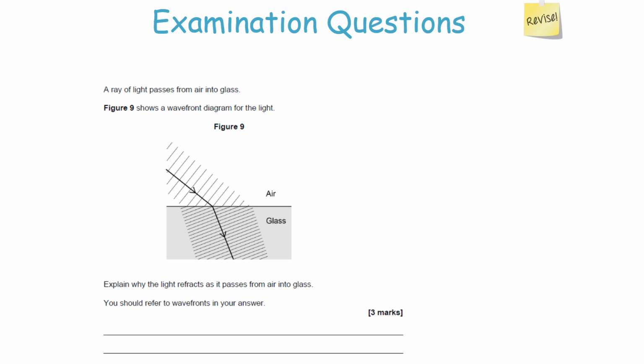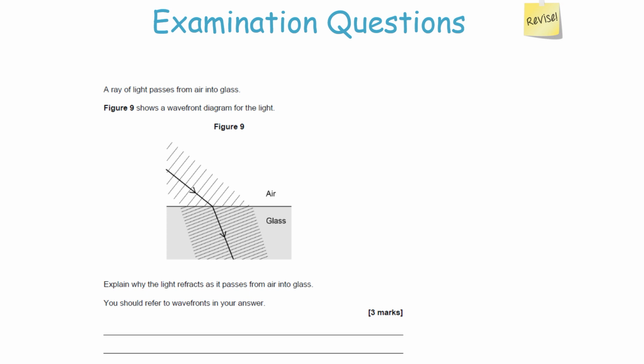Right, so because this question is worth 3 marks, we're going to have to talk about it in a bit more detail and mention the idea of wavefronts. So like we mentioned before, the light is going to slow down as it enters the glass block. Why is that? Because the glass is more dense than air, so light will slow down in it. Now we're going to have to refer to our wavefronts.